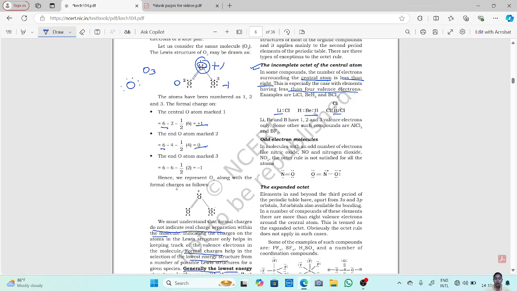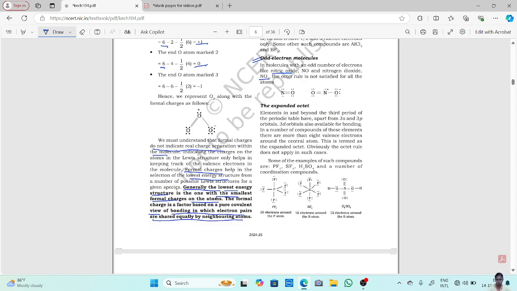The second one is the odd electron molecules. In molecules with an odd number of electrons, like nitric oxide NO and nitrogen dioxide NO2, the octet rule is not satisfied for all the atoms. So when you have an odd number molecule, for example NO and NO2, they don't satisfy the octet rule. Both of the atoms, nitrogen and oxygen, don't complete their octets. So when there is an odd number molecule, the octet rule is not satisfied.